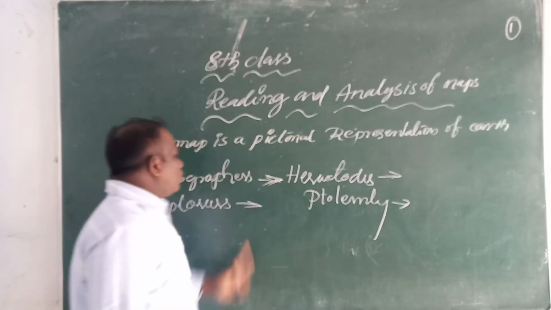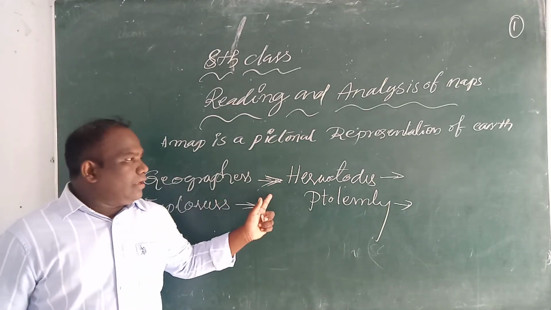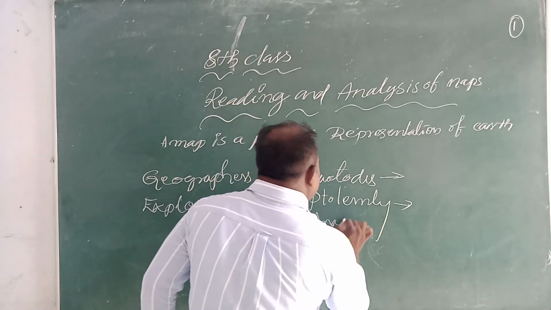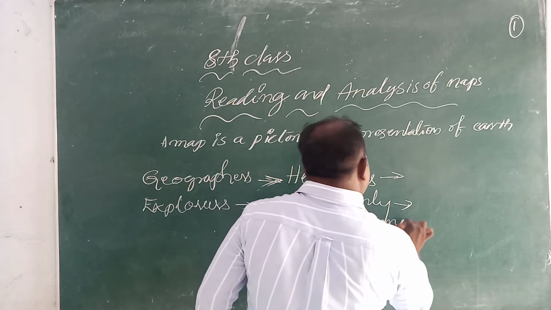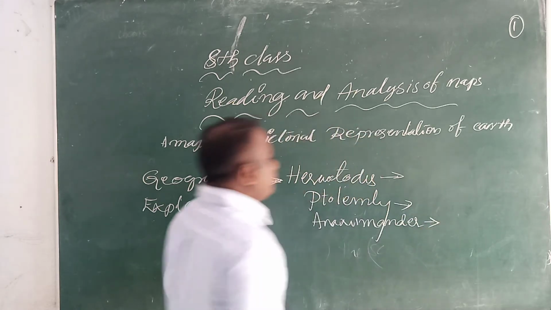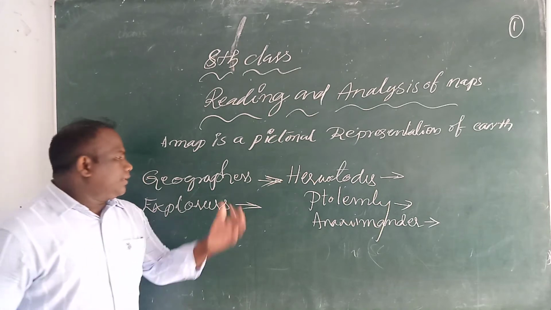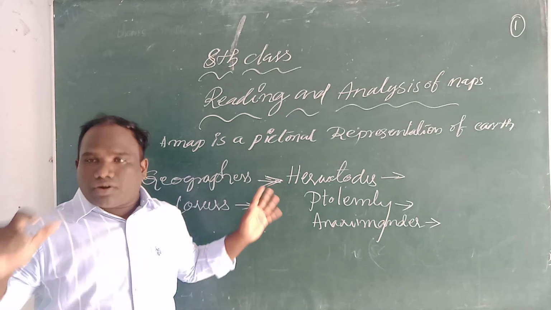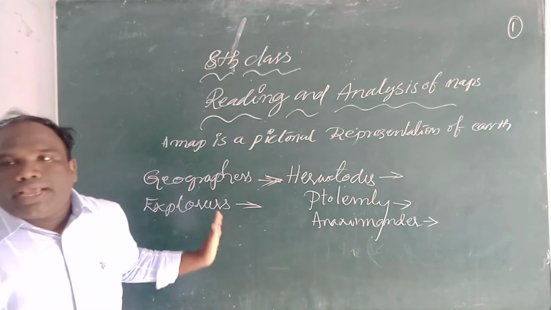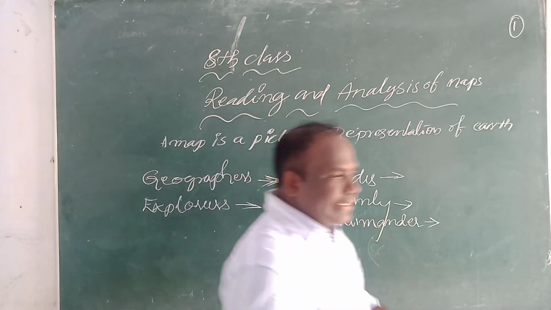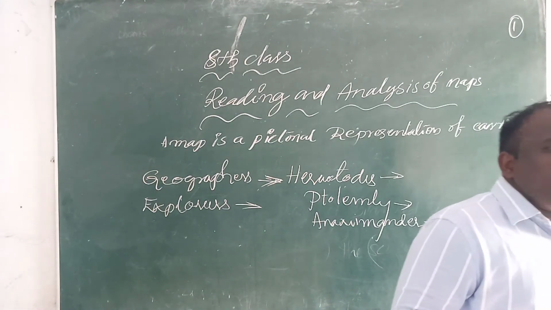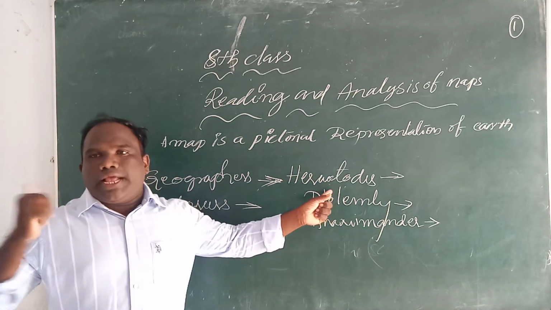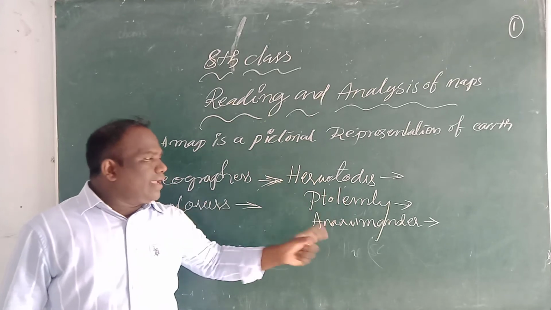Ptolemy is also a geographer. Herodotus and Anaximander are also geographers. Do you understand, children? Those who study the physical features of the earth are called geographers. Those who have great travel experience are called explorers. Geographers: Herodotus, Ptolemy, Anaximander.